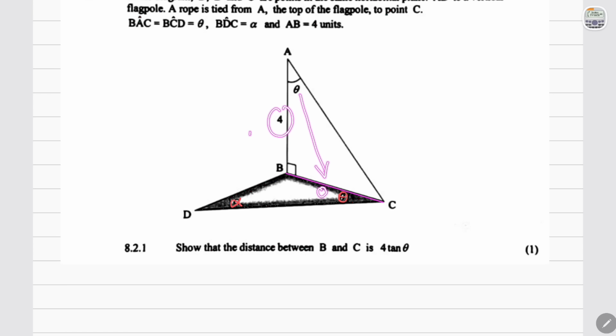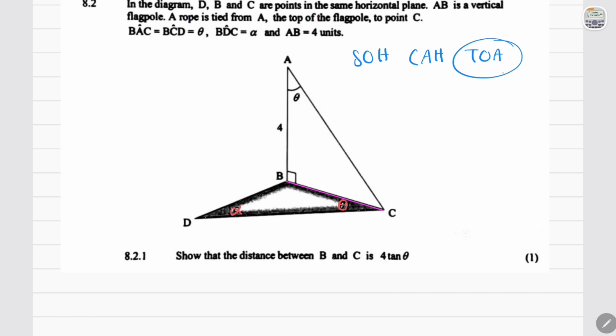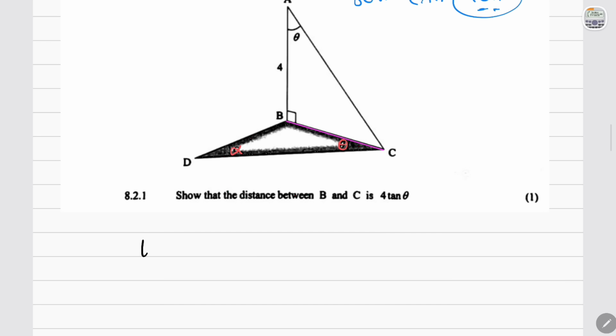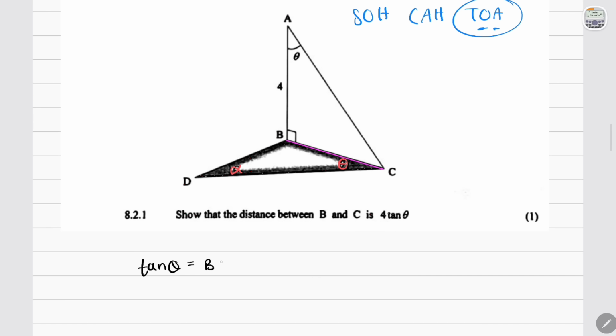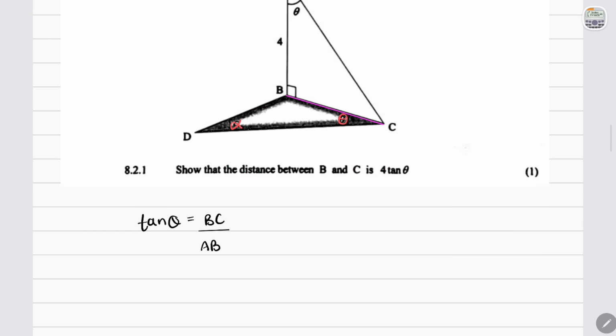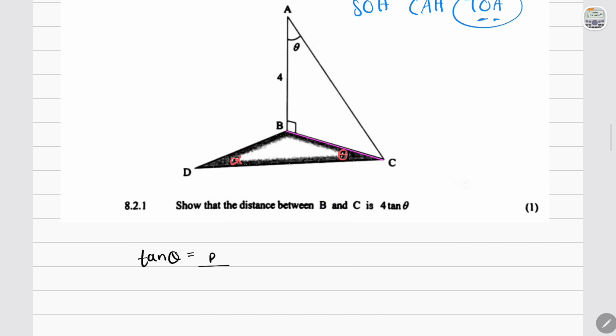So if you're using opposite and adjacent, which trig ratio are you going to use? You're going to use tan, okay? Because of SOHCAHTOA, opposite over adjacent. So we're simply going to say tan theta is equal to the opposite side, which was BC, over the adjacent side, which was AB. I mean, you don't even have to do all of that. You can just say BC over, and then AB was 4.